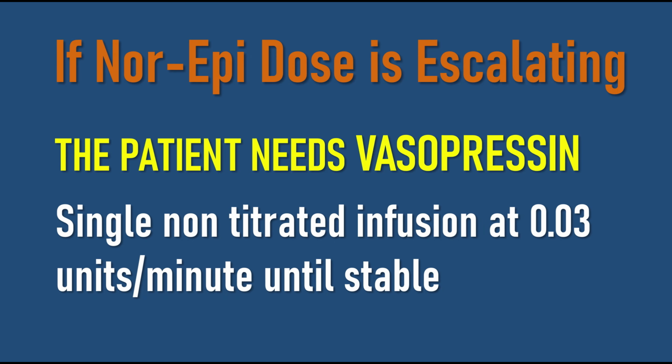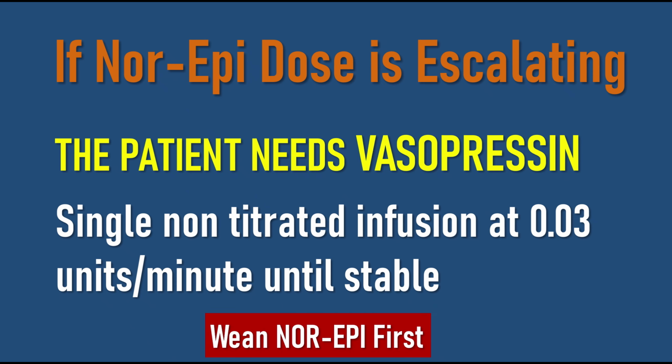Step 4. If the dose of norepinephrine is escalating, then the patient needs a second vasopressor drug, and the vasopressor of choice is vasopressin or arginine vasopressin. This is hormone replacement therapy, and a single non-titrated infusion at 0.03 units per minute is given to the patient. It's my view that this should be continued all the way along until you've started to wean norepinephrine, and indeed I do not discontinue vasopressin in my practice until the norepinephrine has been weaned off.